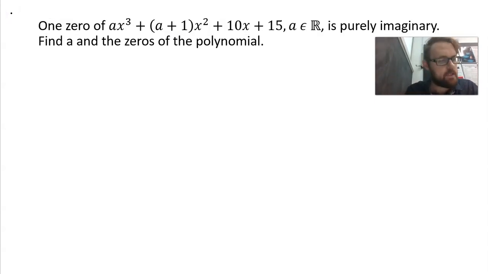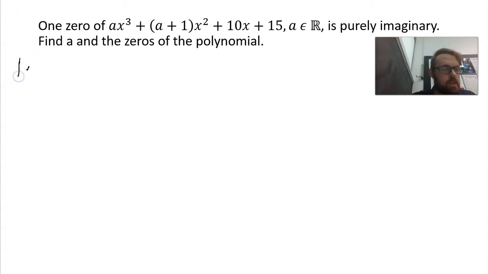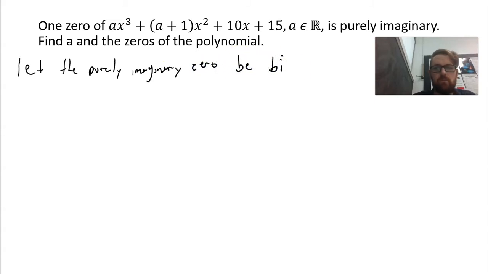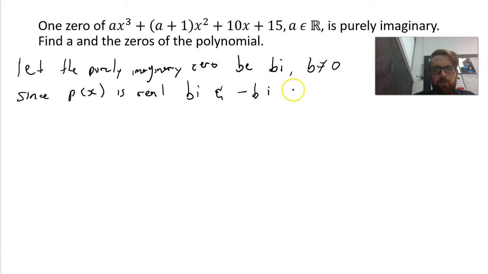Okay, so let's let the purely imaginary zero be bi, where b does not equal 0. And since we were told that p of x is real, then we have bi, so we've said that the purely imaginary one is bi, and its conjugate, so negative bi, are zeros. All right, so we've got both.